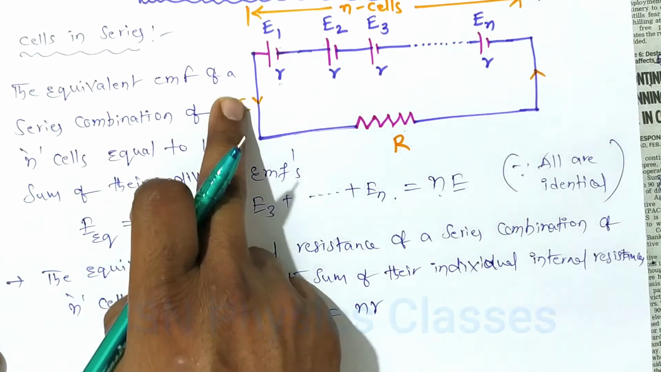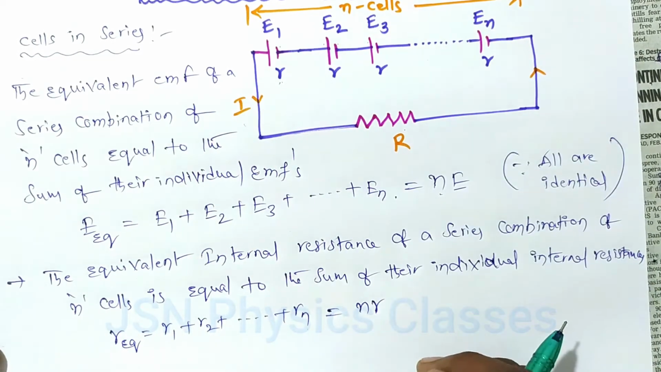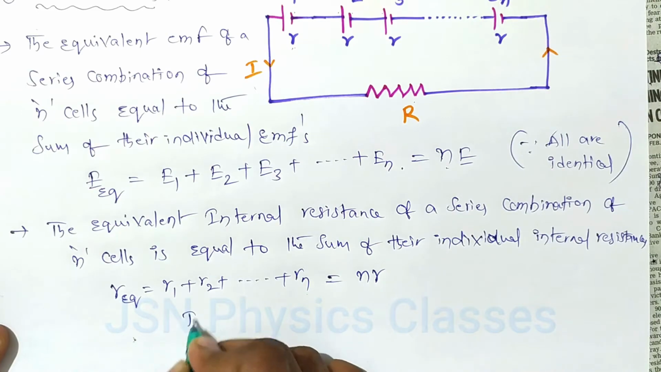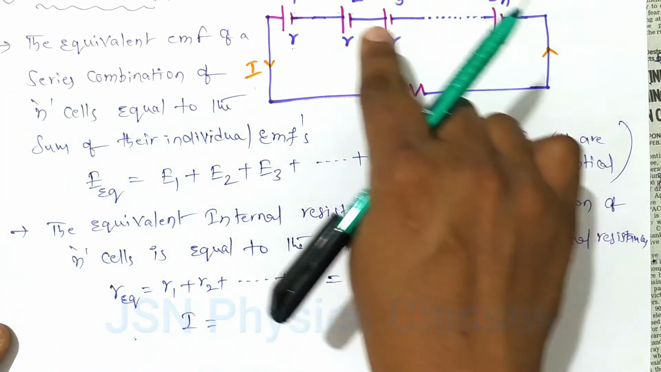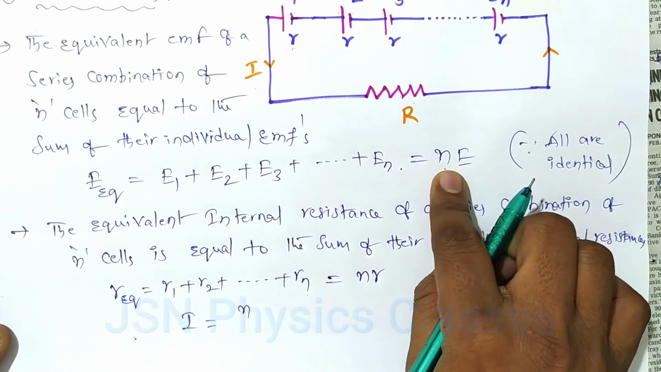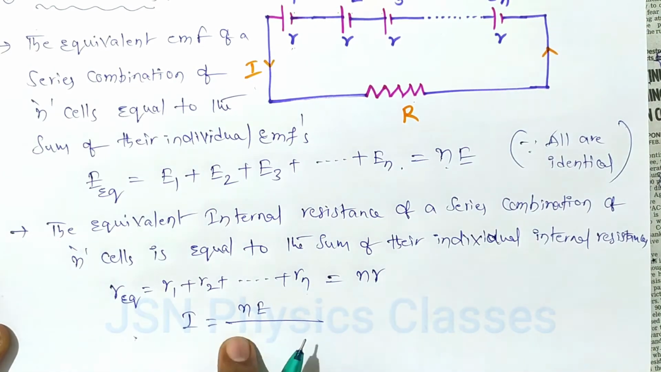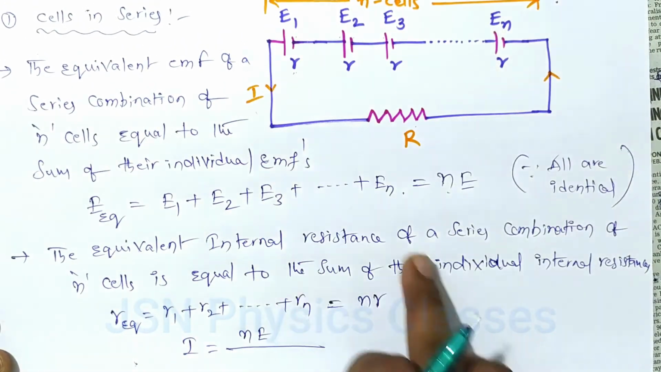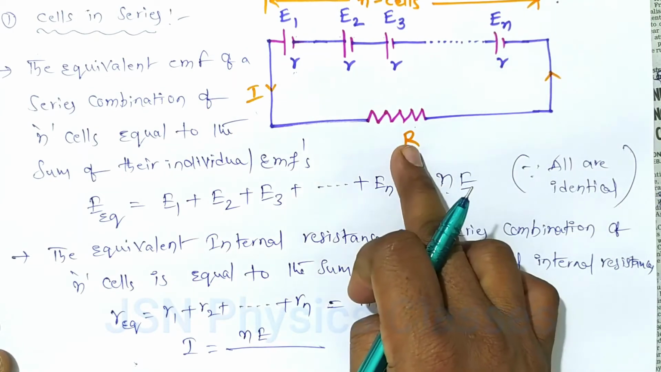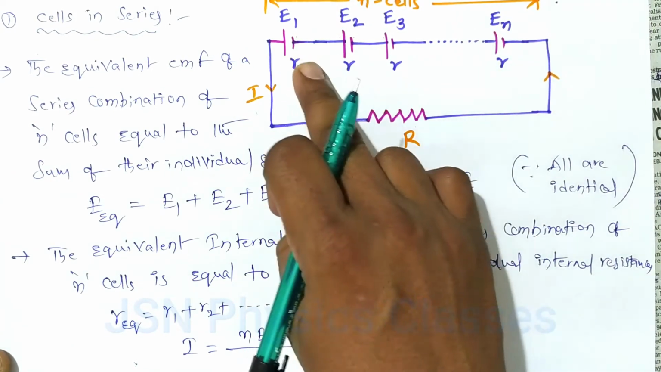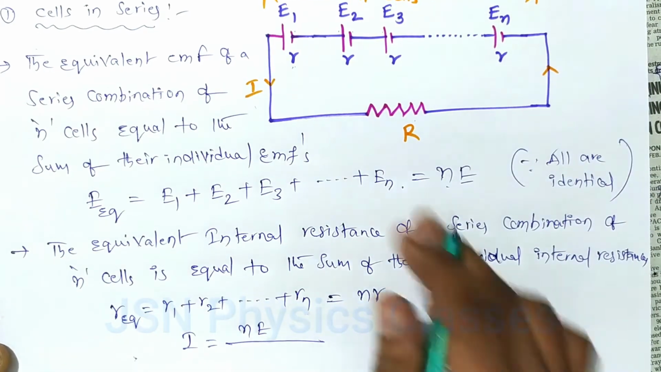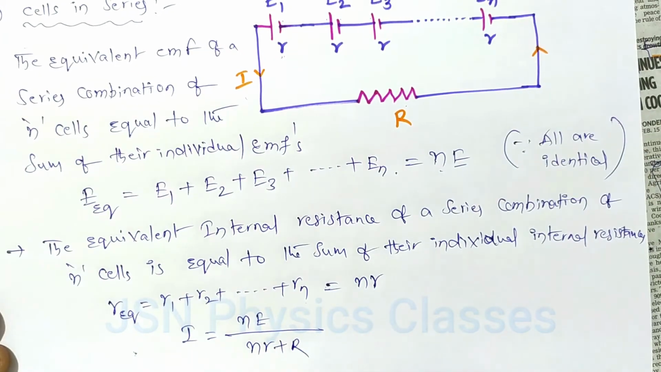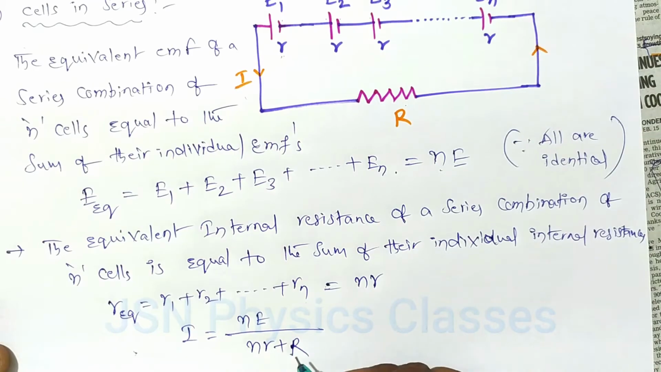What is the current passing through the circuit? We can calculate the current by Ohm's law. The current I is equal to the equivalent potential difference, that is n into E, divided by the total resistance of the circuit. The total resistance means the total internal resistance in series with the external resistor, so we add them: nr plus capital R, where capital R is the external resistance.